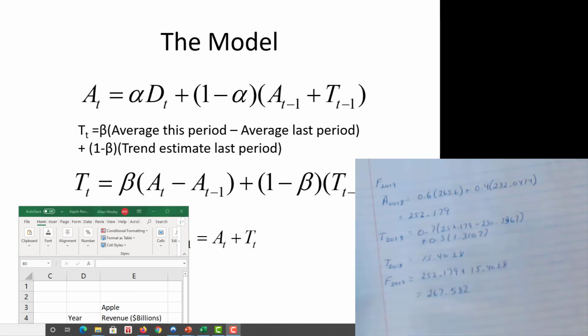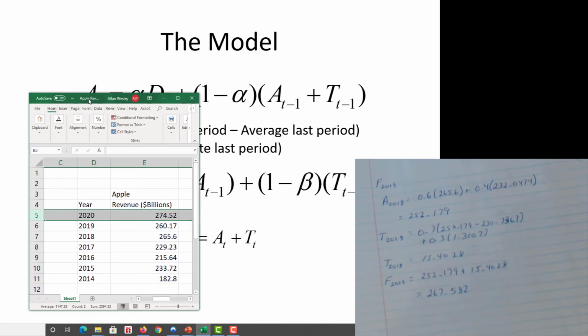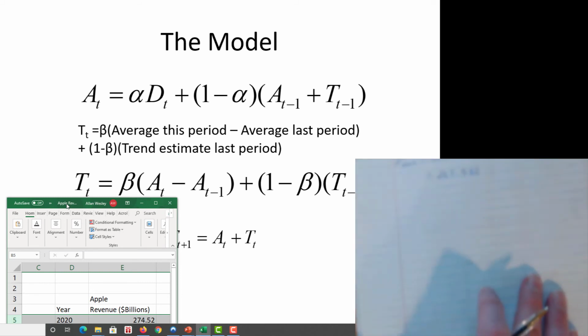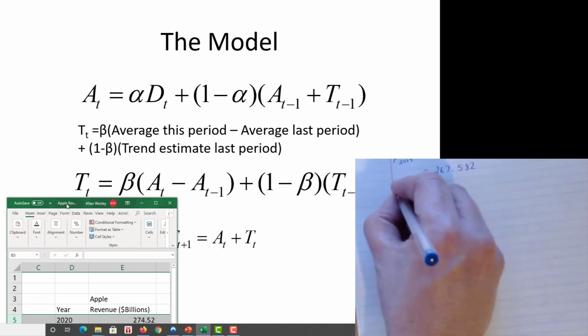The grand total is 267.582. How did we really do? Inquiring minds want to know. The actual is 260, and 267 is our estimate. Not bad. All right. Let's continue on with our scale of repetition.